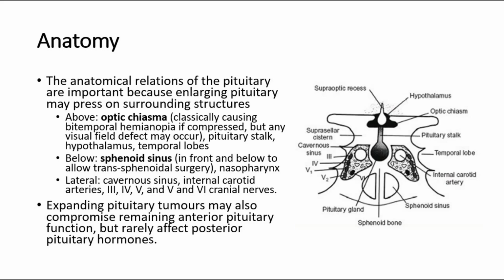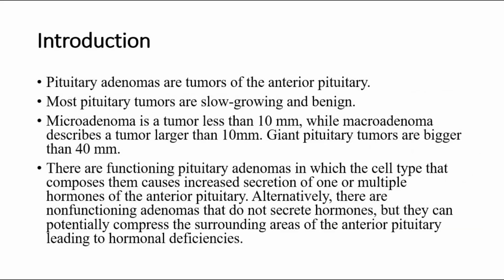Below the gland is the sphenoid sinus and nasopharynx. Lateral structures include the cavernous sinus, internal carotid arteries, and cranial nerves 3, 4, 5, 6. Expanding pituitary tumors may also compromise remaining anterior pituitary function, but rarely affect posterior pituitary hormones. Pituitary adenomas are tumors of the anterior pituitary.